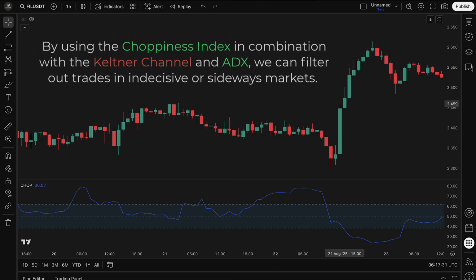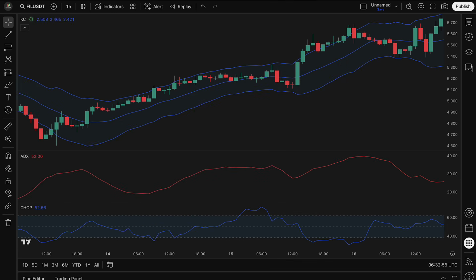Now that we understand how each indicator works, let's walk through how we combine them to identify trade setups and generate signals. To enter a long position, we wait for all of the following conditions to be met. Price crosses above the Keltner channel upper band. This indicates a potential breakout to the upside, signaling the start of a new upward trend.